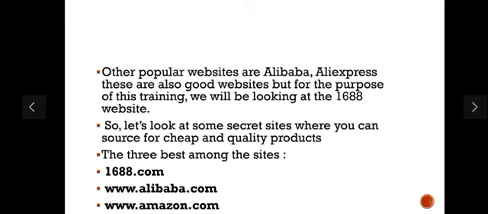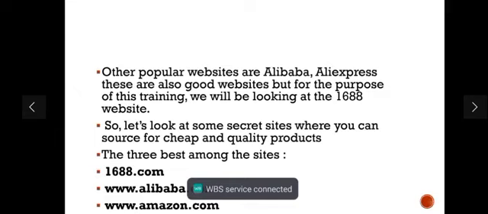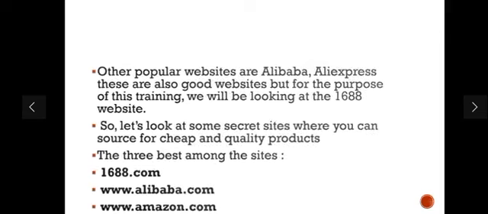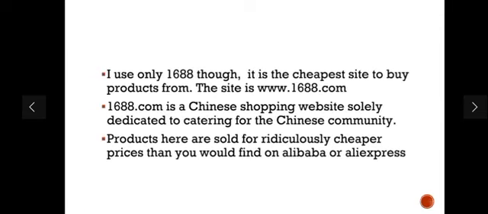The three premier among the best sites are 1688.com, which obviously I use, then the Alibaba website and Amazon. Amazon is also a good website in which you can get good, cheap and reliable products. Me personally, I only use 1688. It is the cheapest site to buy products from. The site is www.1688.com. I'm sure most of you watching this video have gone through the site and have seen the interface.